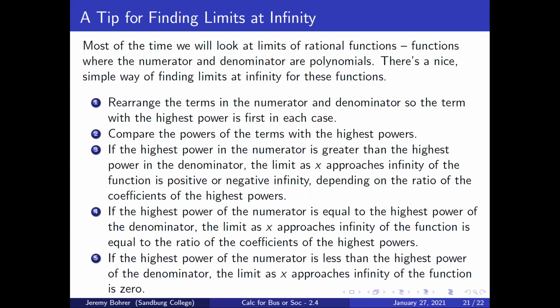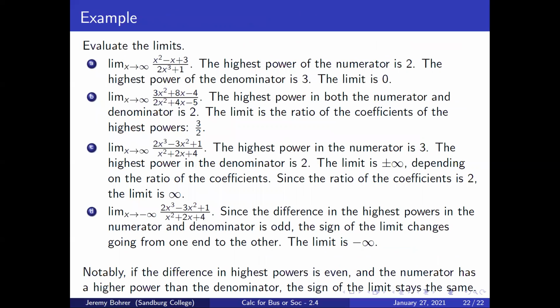If the highest power in the numerator is greater than the highest power in the denominator, the limit as x approaches infinity of the function is positive or negative infinity, depending on the ratio of the coefficients of the highest powers. If the highest power of the numerator is equal to the highest power of the denominator, the limit as x approaches infinity of the function is equal to the ratio of the coefficients of the highest powers. And if the highest power of the numerator is less than the highest power of the denominator, the limit as x approaches infinity of the function is 0.